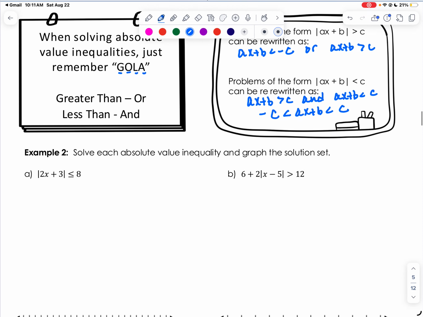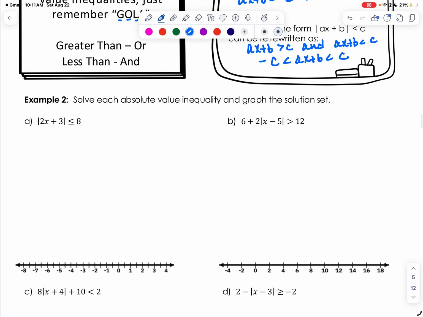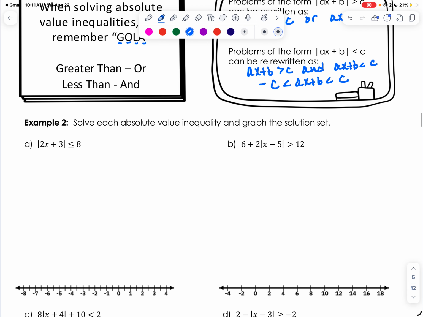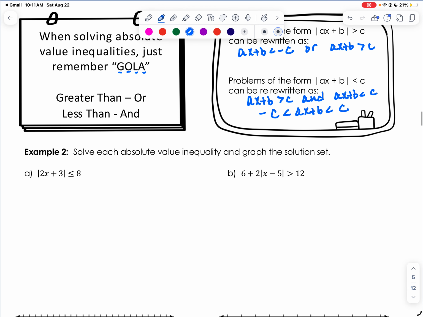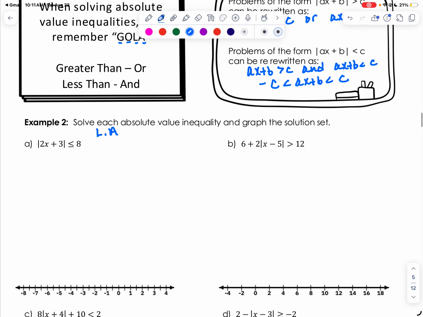Now let's practice this. In problem A, we have the absolute value of 2x plus 3 is less than 8. So this is an LA, less than and. So what I'm going to do is I'm going to set it up like this. The opposite of 8, less than 2x plus 3, and I'm taking that out of the absolute value brackets, is less than 8.